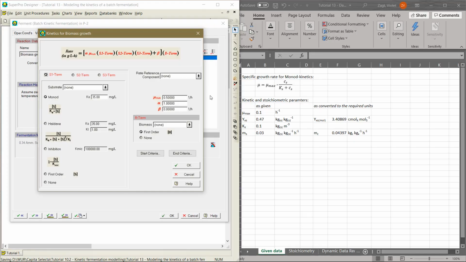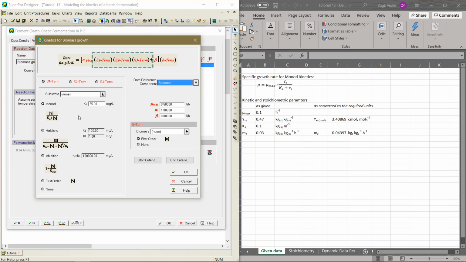In the left-hand side of this equation, it just says rate. In order to specify which rate will be calculated, we need to select a rate reference component. Since mu is given in units of biomass produced per units of biomass existent per hour, so it describes the production rate in biomass, we select here biomass.